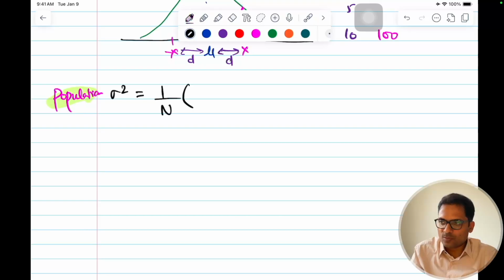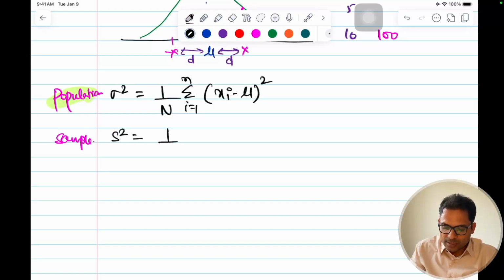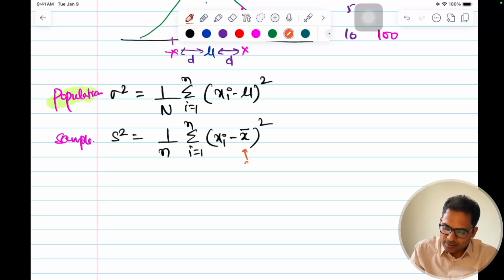Okay. And the formula for this will be 1 by n, sigma i equal to 1 to n, mu minus xi or xi minus mu, whatever works. This is for population. Simply for sample, we write it as s square. This is 1 by n. We take it as small n, capital N for that, for differentiation. i equal to 1 and xi minus x bar square. So this is your sample mean. This is your population mean.